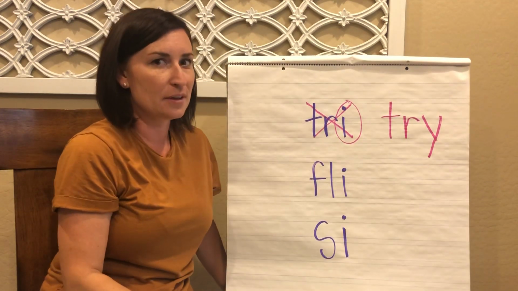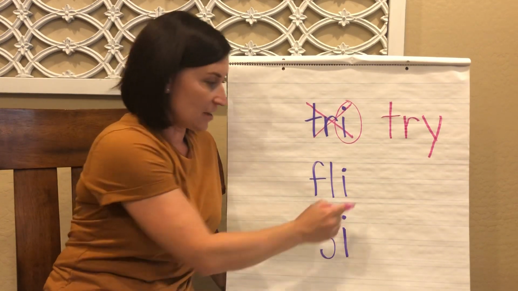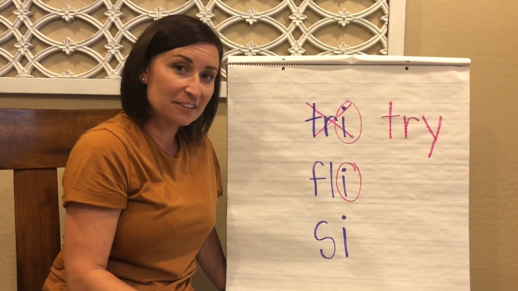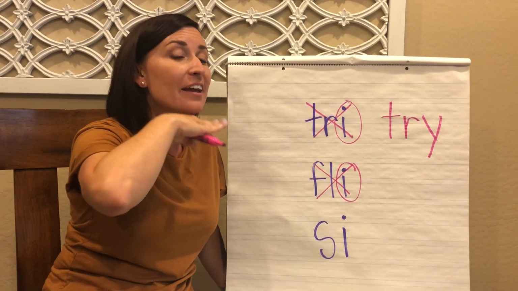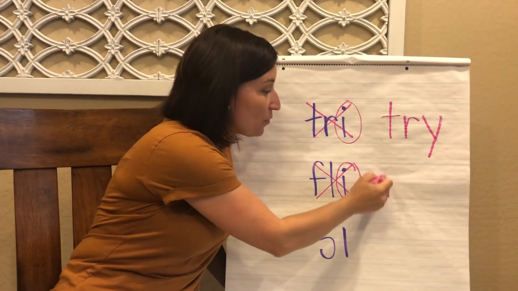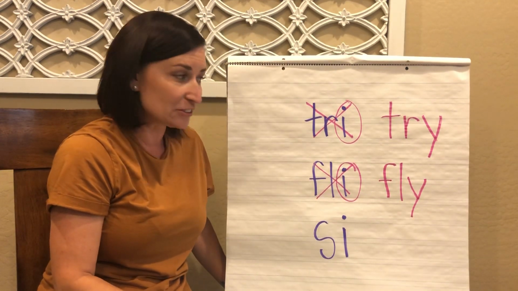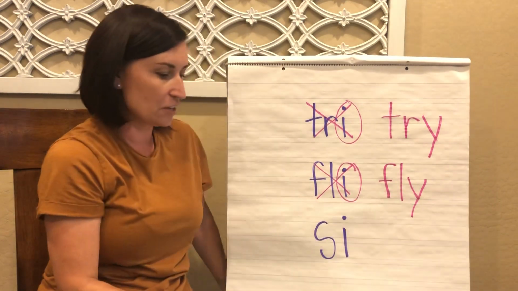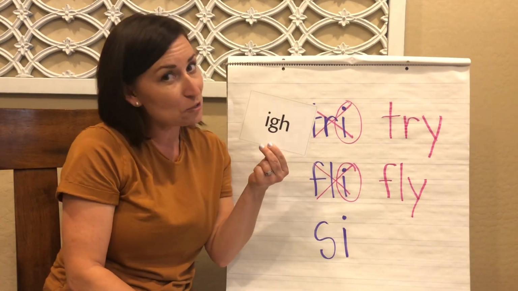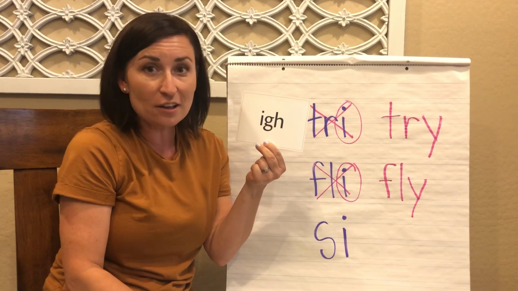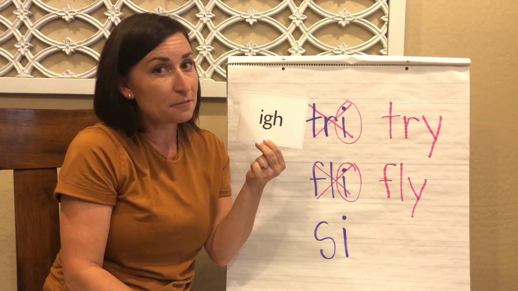Try. Good job. Let's look at the next one. Fly. I see an I. Can I do that at the end of an English word? No. How many syllables is fly? Fly. 1. And I know that if I have a Y at the end of one syllable word, it says the I sound. Fly. Good. There's another phonogram that we've learned in the past that says the I sound. Do you remember this phonogram? This phonogram also says I. That's right. This can be at the end of a word or before a T.